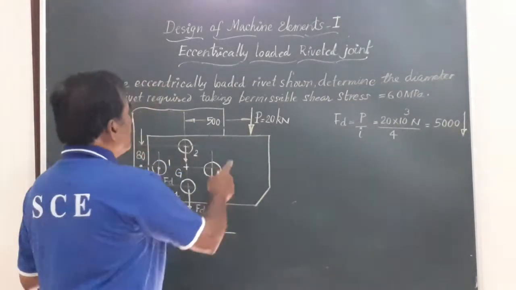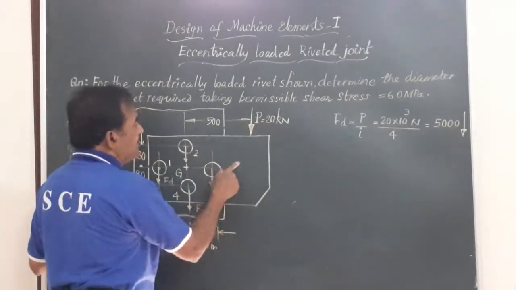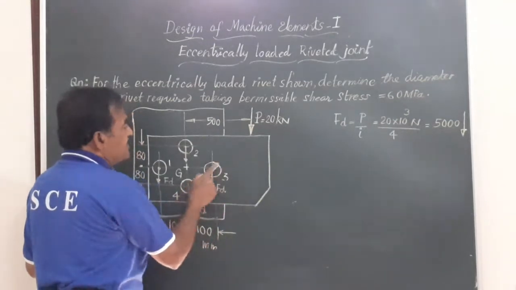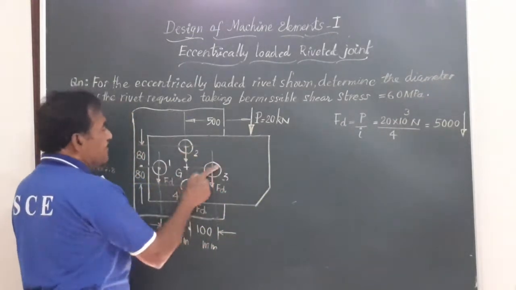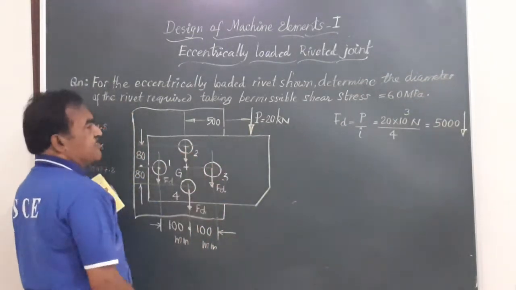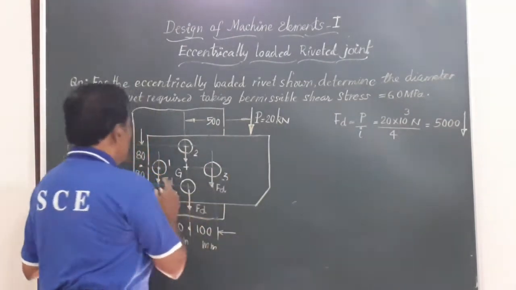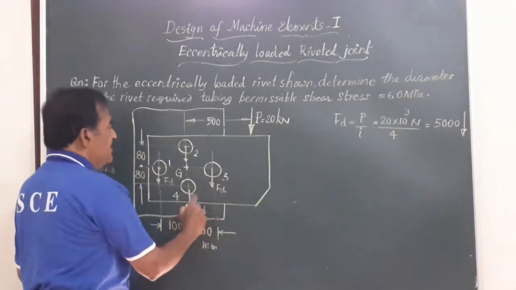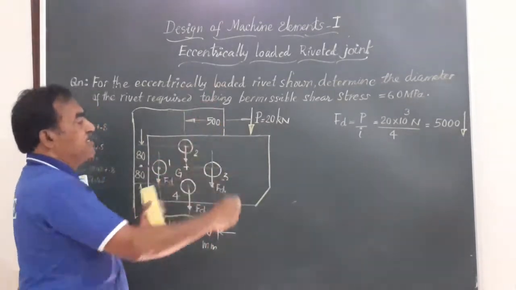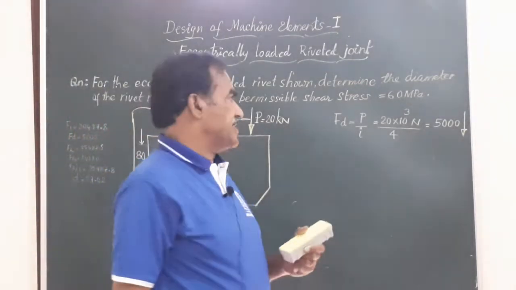In case this load is acting at an angle, all this direct load will be acting parallel to that and in that direction. By chance, if this load is acting in the upward direction, Fd will always act upward in the direction of the applied load.